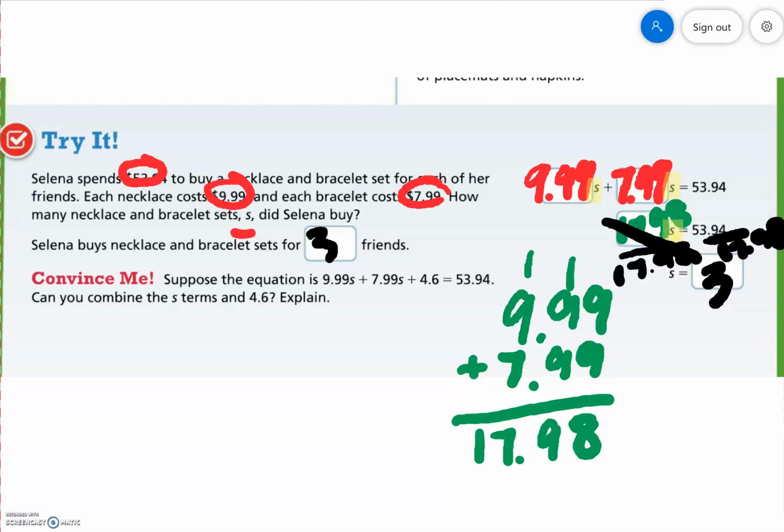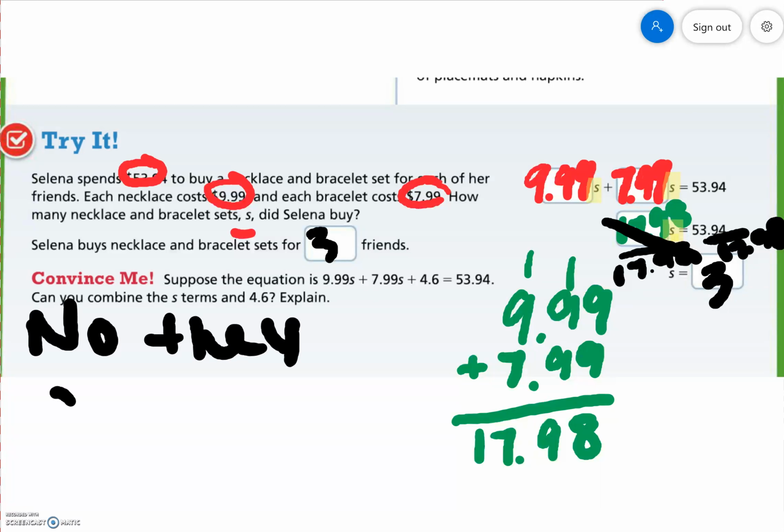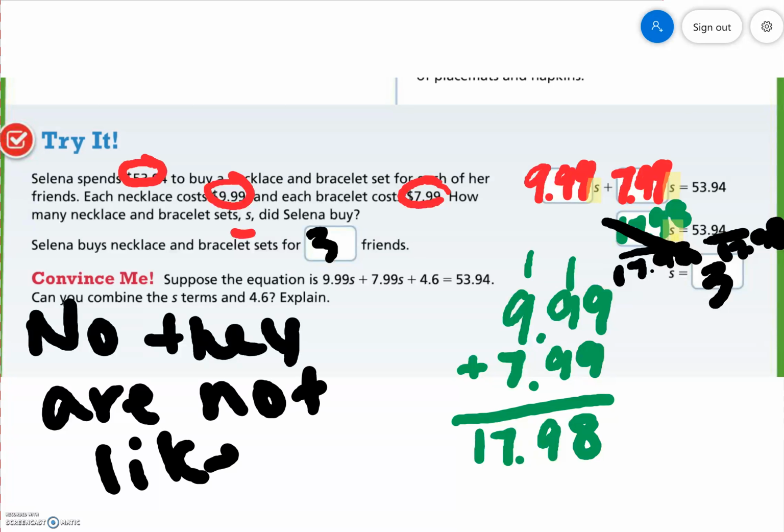Suppose the equation is 9.99S plus 7.99S plus 4.6 equals 53.94. Can you combine the S terms and the 4.6? Explain. No, they are not like terms. The 4.6 does not have the variable S attached to it, so it cannot be combined.